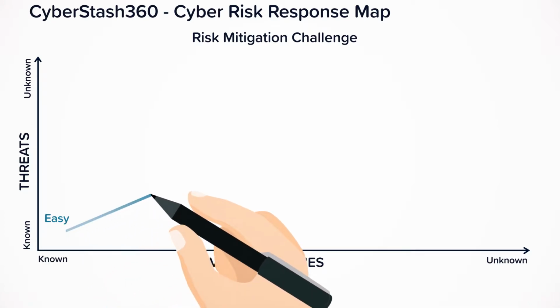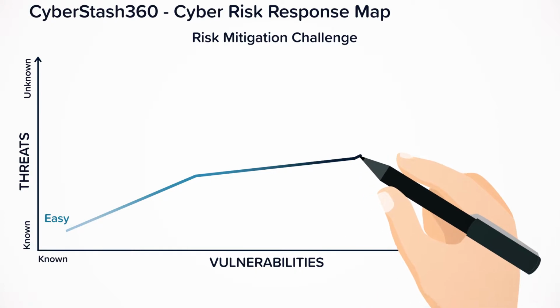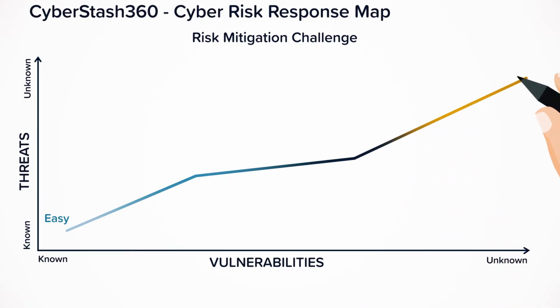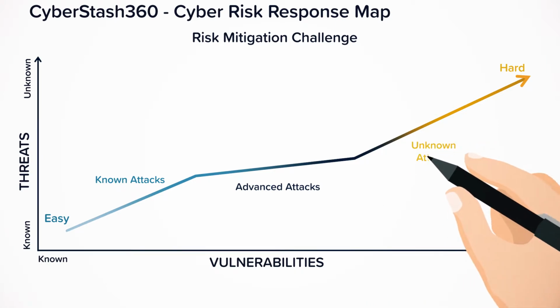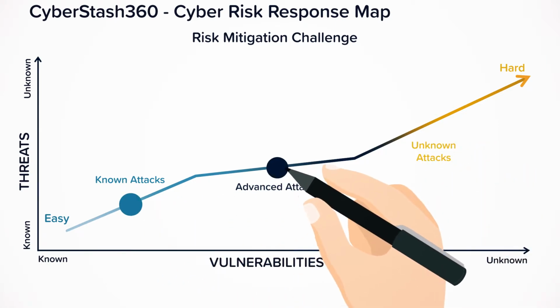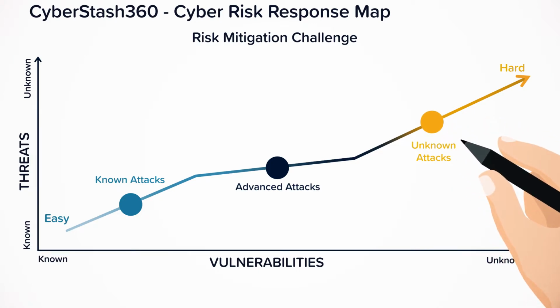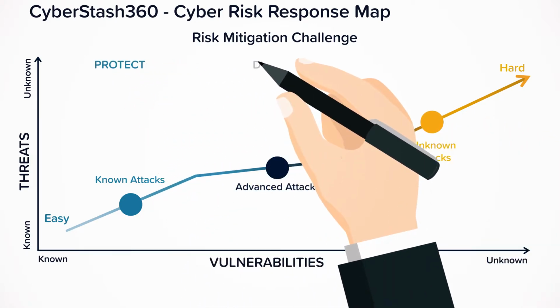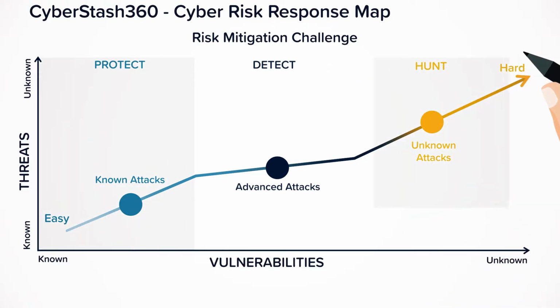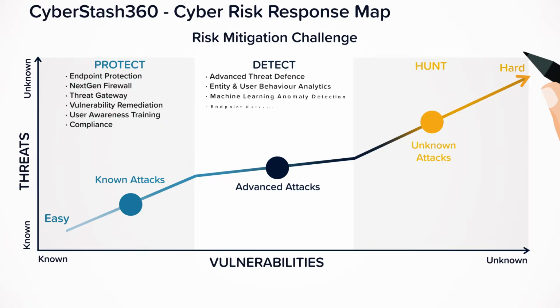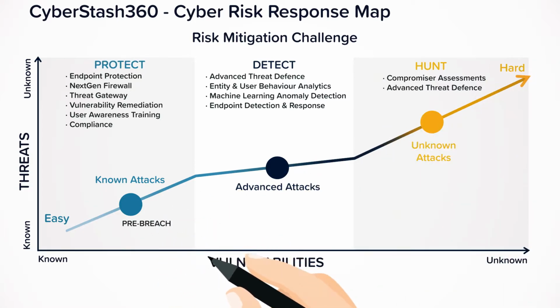However, as we move across the axis towards unknown threats and vulnerabilities, we find ourselves facing an increasing level of difficulty in mitigating cyber attacks. We quickly learn that we need to defend ourselves against known, advanced, and unknown attacks. In response, our defense strategy for these degrees of attack is to deploy solutions that respectively provide protection, detection, and offensive hunting capabilities. All three phases are further supported by response actions that either closely monitor or contain the underlying risk.